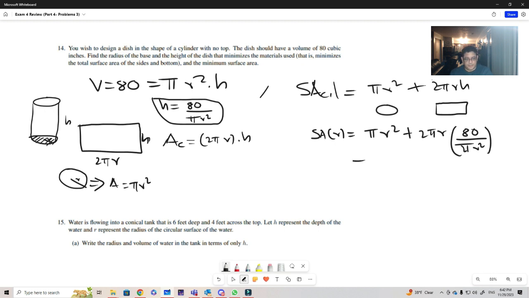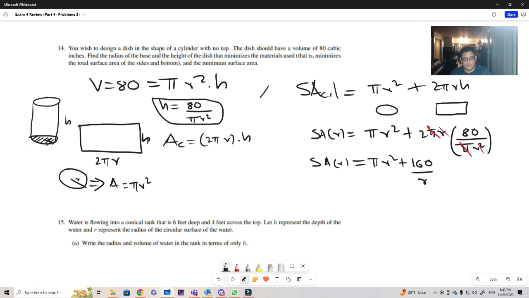Notice that at this point, then we have a function that we can check for what's the minimum. This is pi r squared plus 160 pi, or actually I'm going to lose the pi here with this pi below, and I'm going to lose 1 r with 1 r here. So this is just going to be 160 over r.